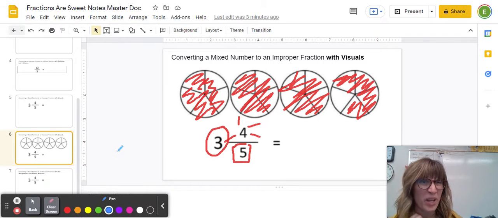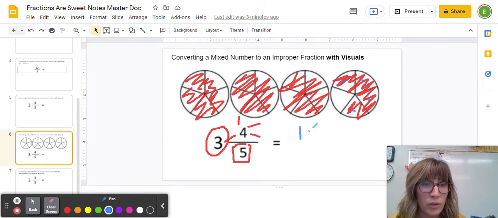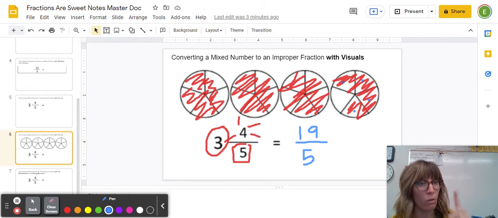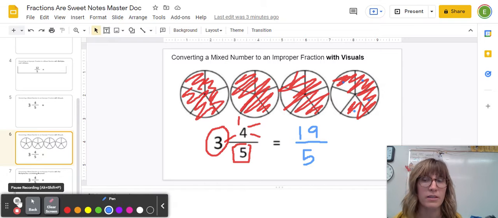So our next step then is to say, okay, how can we use this information? Well, we're going to count up how many total pieces we've colored in. So we've colored in 5, 10, 15, 16, 17, 18, 19. We've colored in 19 total of what size piece? Well, we've colored in 19 fifths, where it would take five of the pieces to make one whole. So we have 3 and 4/5 as you convert it into an improper fraction, turning into 19 fifths.